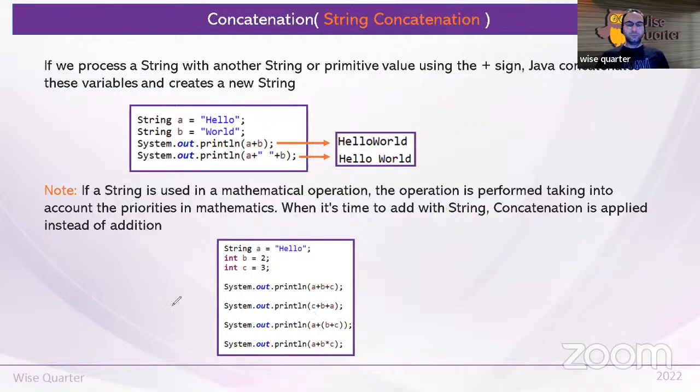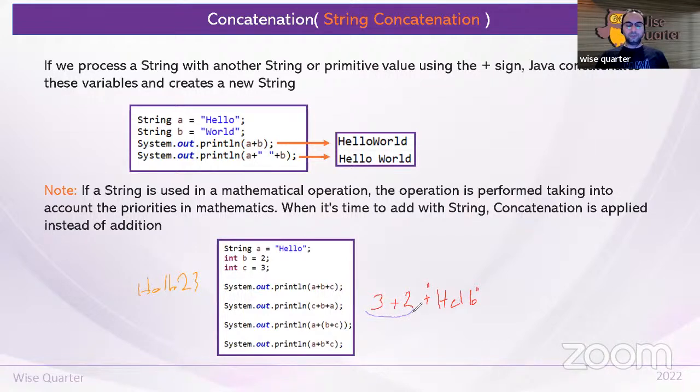What about this one? I will write the answer here. Hello 23, I think it was. CBA. C is 3 plus B is 2 plus hello. This is a string. So the answer will be, everything will start from the left side.